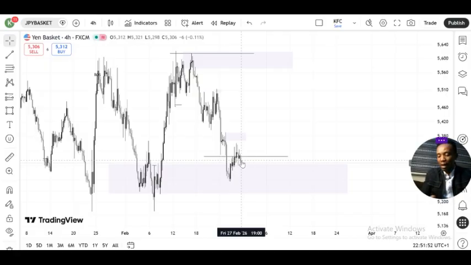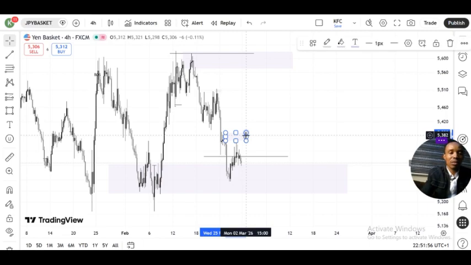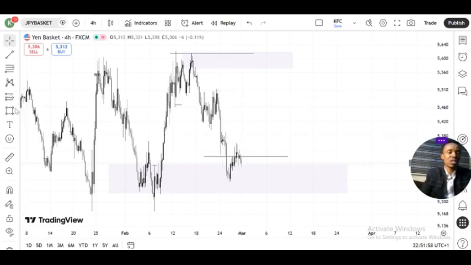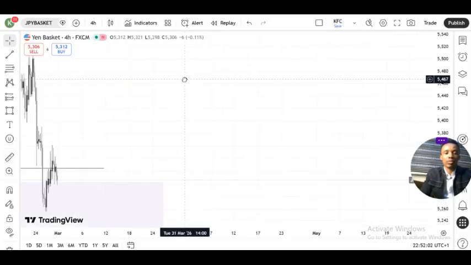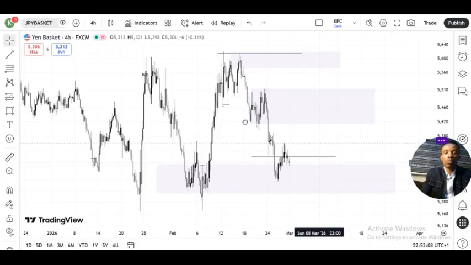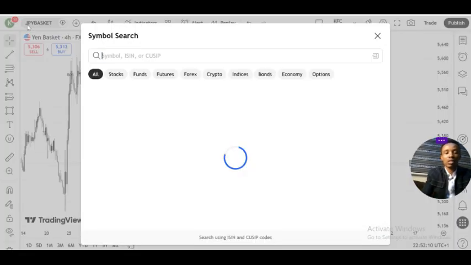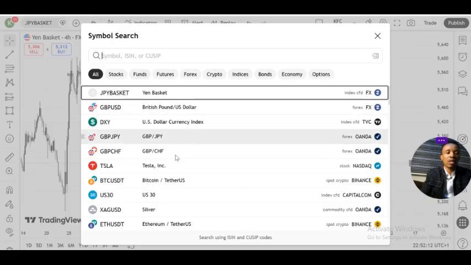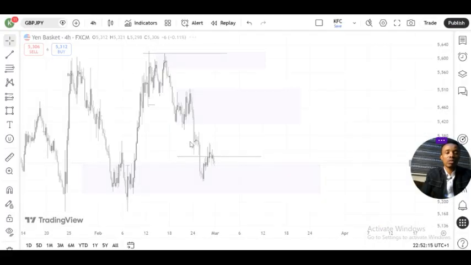So if I find a buy on JPY at the opening of the market, I will target my buy. This has been mitigated at least to this point, this supply zone, and that will mean that I will be selling the GBPJPY.